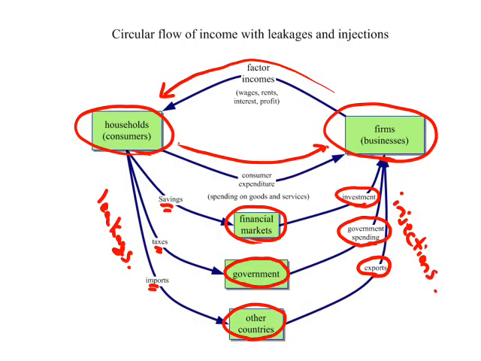We'll look at in a minute why injections equal leakages. So the investment, where firms have money coming from other firms, comes from the financial market. Government spending, of course, comes from government, which they got from taxes. And the exports are paid for, the imports had been paid for by the exports. All of this flows through other countries. So this is the more thorough circular flow of income.